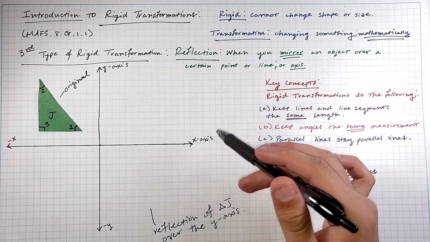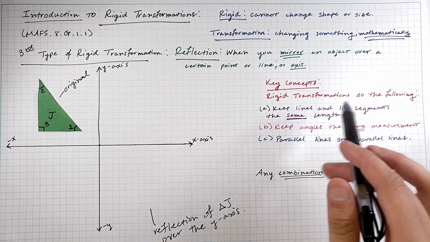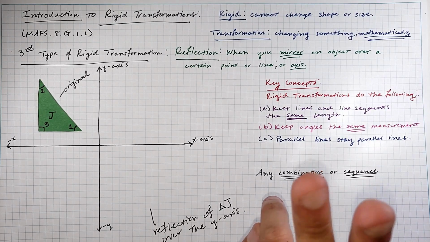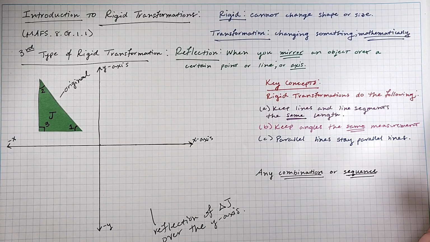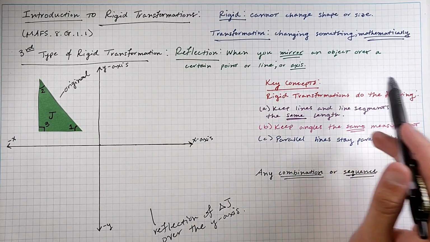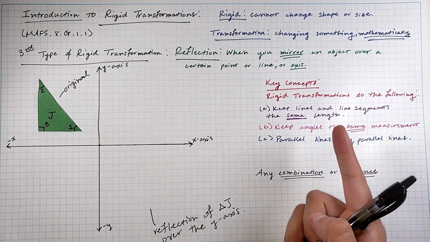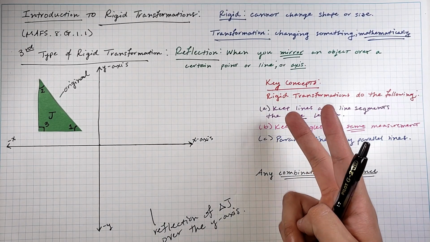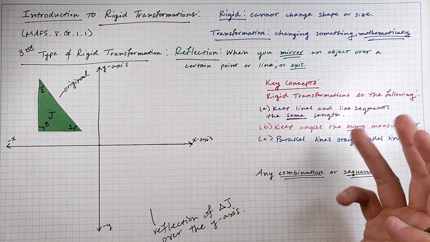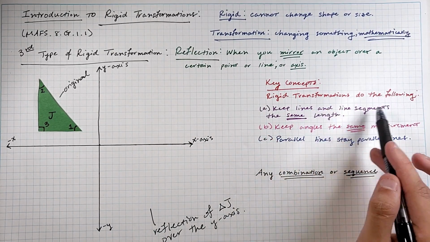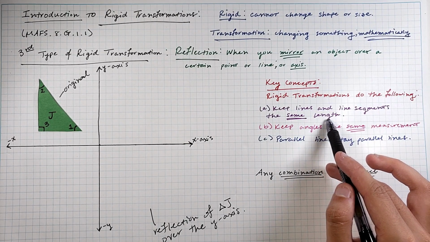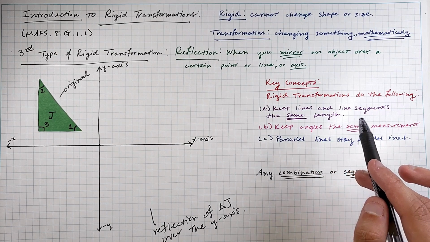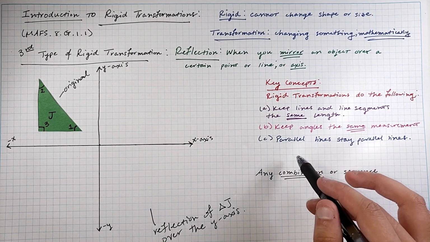All right, so now we can go back to these key concepts, because now we've developed the 3 special types of rigid transformations and what they do. So back to the key concepts, we know that translations, rotations, and reflections all keep lines and line segments the same length. That's very important to remember and to conceptually grasp.